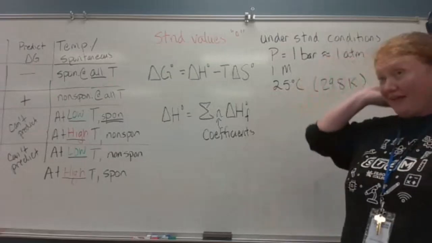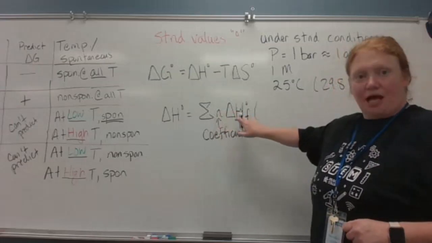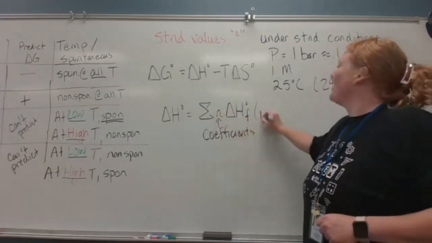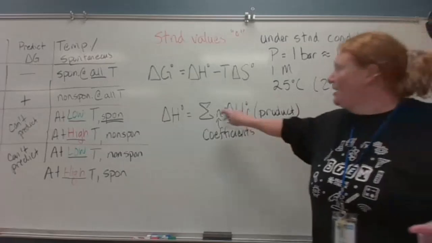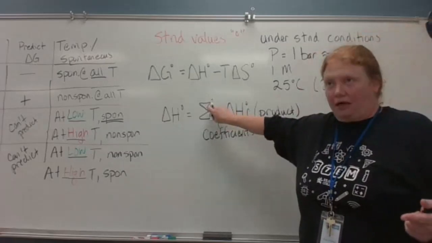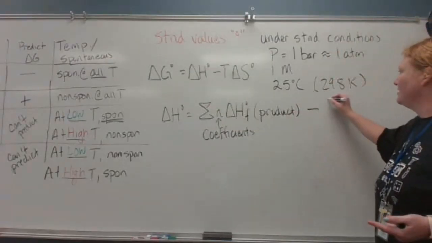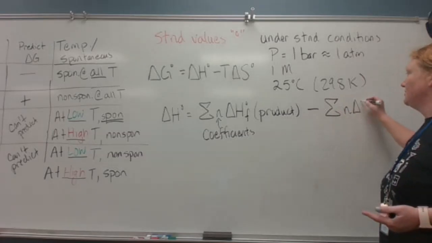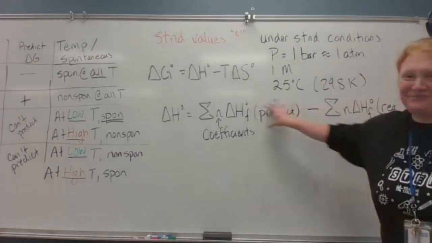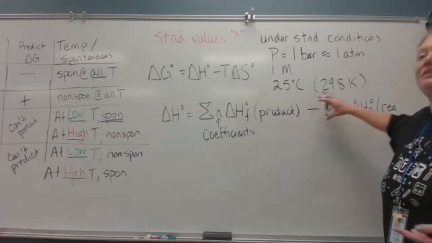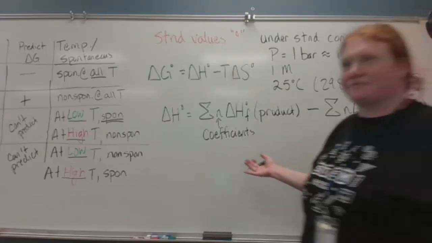That was a Gen Chem 1 topic. I'm not going back through all that. But you are doing coefficient times the formation value for every product in your reaction and adding them together. Sum. Minus the sum of the formation values of the reactants. Final minus initial. Final minus initial.